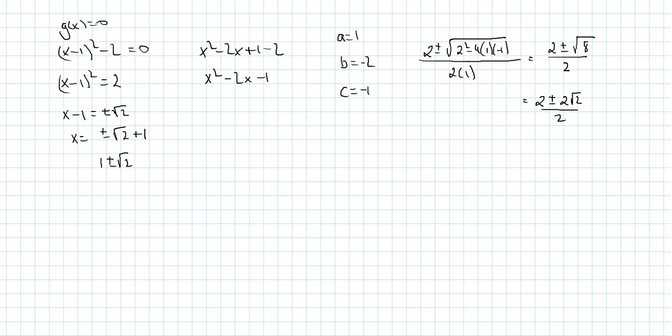And remember the golden rule, all or nothing. Can I simplify by 2? Only if I can simplify all by 2. And I can in this case. 1 plus or minus root 2. And it's exactly the same answer as over here.